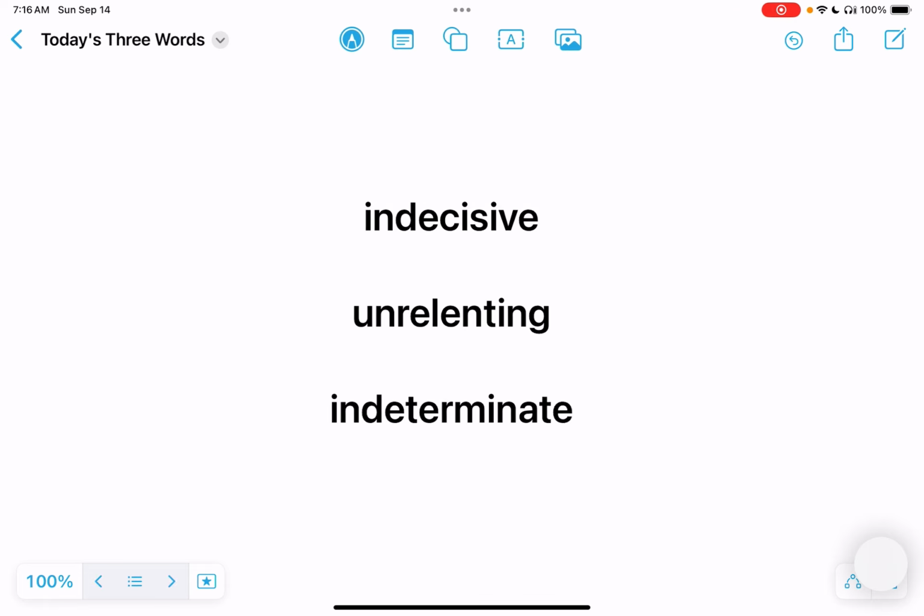Anyway, 3 wonderful, interesting words: indecisive, unrelenting, and indeterminate. If you're unfamiliar with any of these words, use them in a sentence, play around with them, make them part of you.